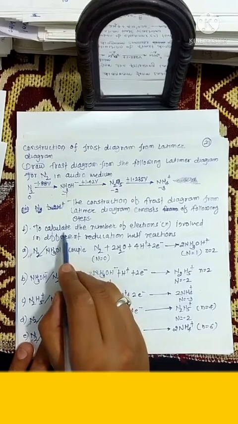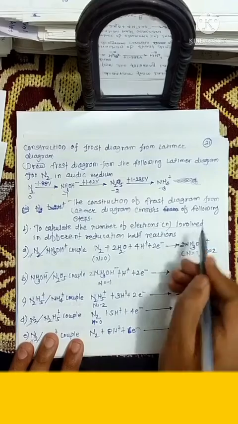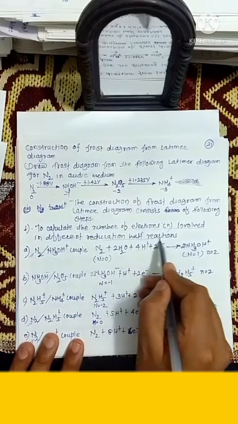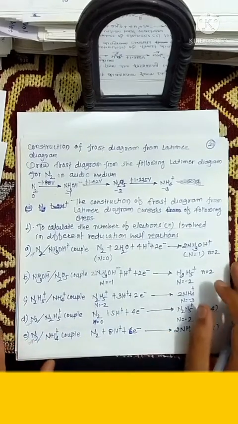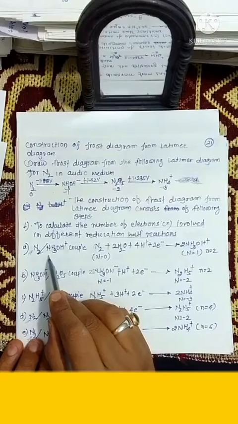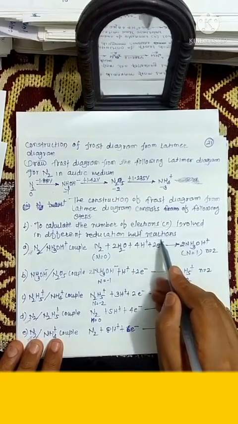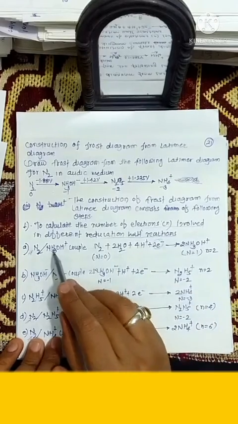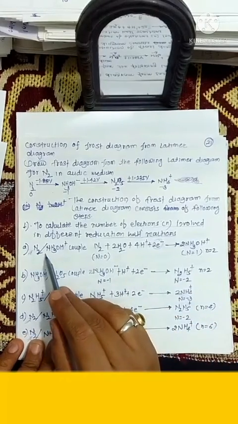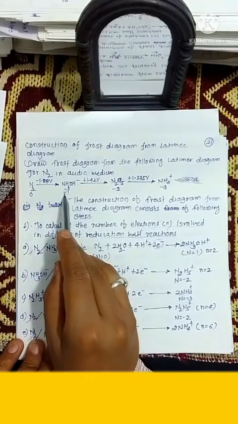drawn. Now just see, first we have to calculate the number of electrons involved in the different reduction half reactions. So basically we have to calculate, for the different couples, the number of electrons in the reduction half reaction. For the first couple we see that the oxidation number changes from 0 to -1.